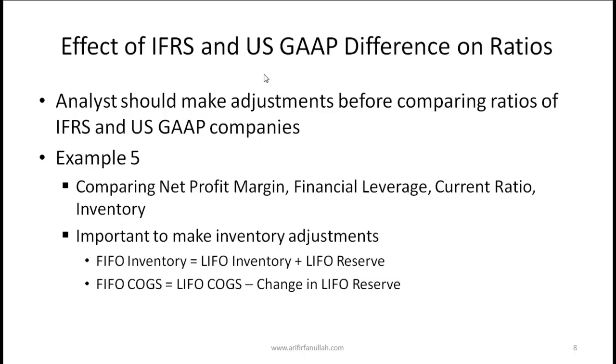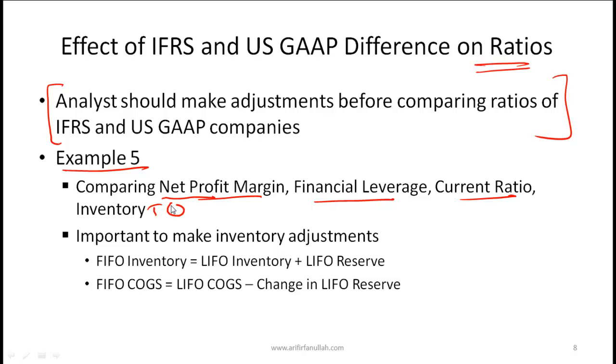Now, what is the effect of IFRS and US GAAP differences on ratios? I hope you get the common theme by now, that the analyst must make adjustments before comparing ratios of companies that use IFRS versus companies that use US GAAP. I would encourage you to study example 5 in the curriculum. It is a long but straightforward example where we have two companies, one follows IFRS, the other follows US GAAP, and we want to compare a few ratios: the net profit margin, financial leverage, current ratio, and the inventory turnover ratio.